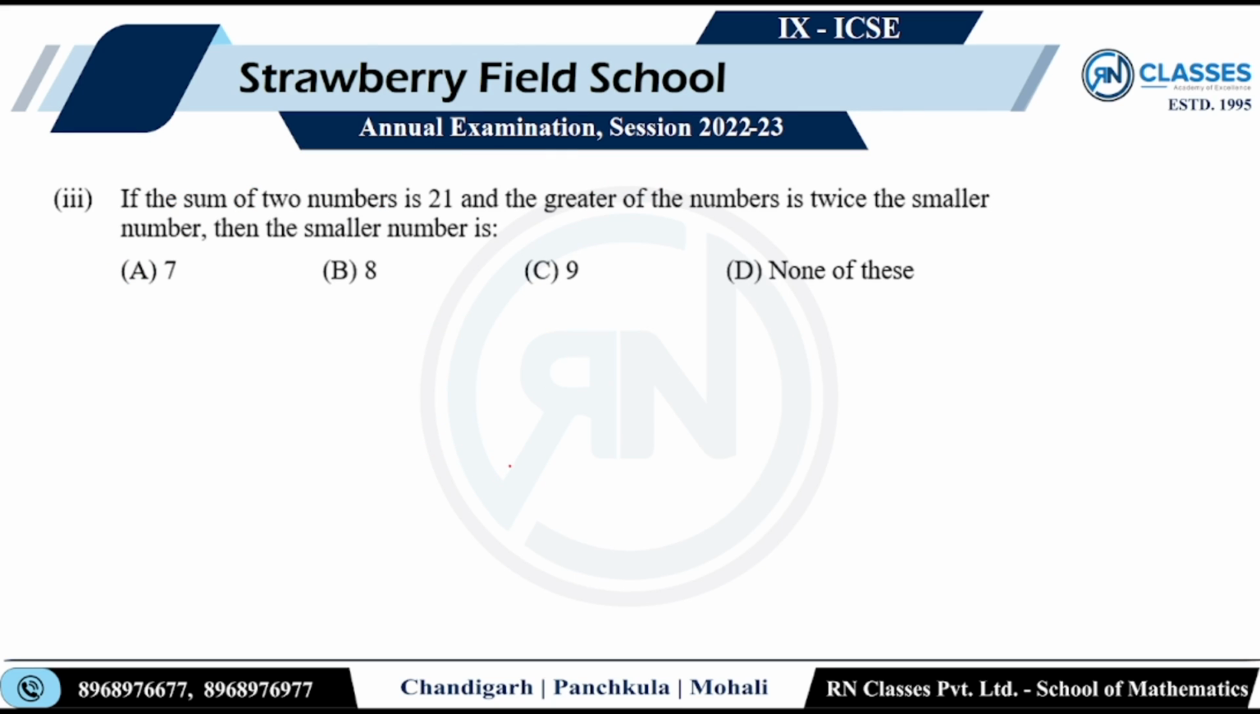Part 3. If the sum of two numbers is 21, okay, I don't know these numbers. Now, the statement says the greater of the two numbers is twice the smaller. Okay, let the smaller number be x. So the greater number will be twice the smaller. Now, I need to find the smaller number, means I need to find x. So 3x is 21. x is 7. The smaller number is 7. A part is the right choice.